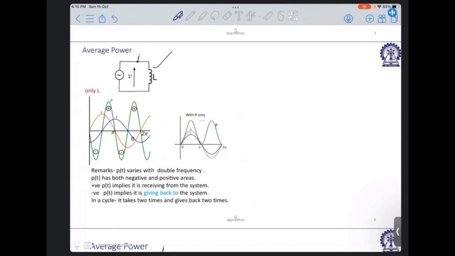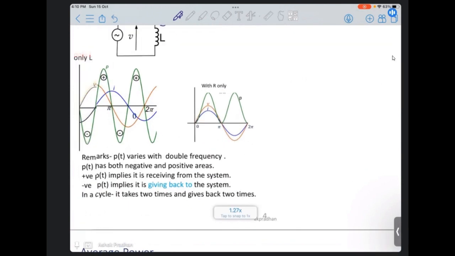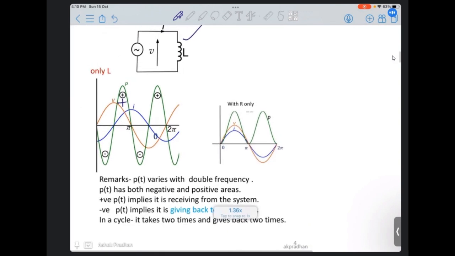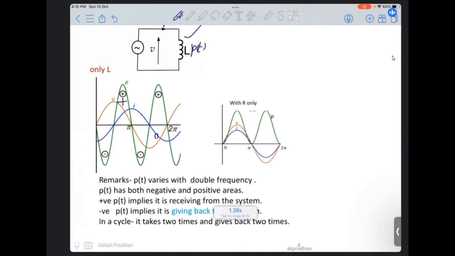Now the case of the inductance. As I already mentioned, the resistive circuit only takes the positive perspective. So p(t) becomes positive when the load consumes power. Here the source is connected to an inductance, so whatever is positive, that power p(t) is taken by the load. Inductance is the load in this case.